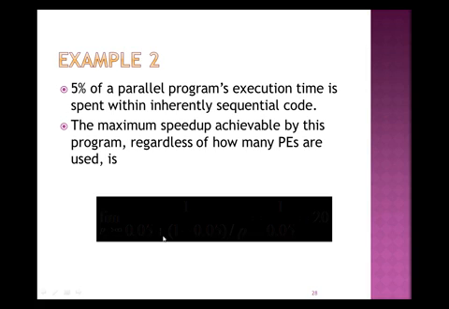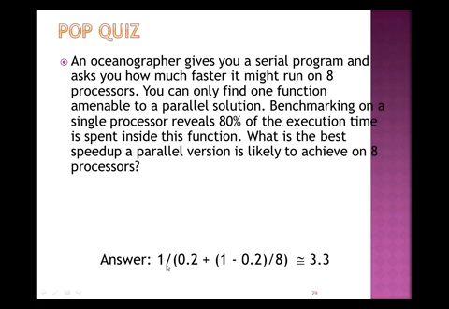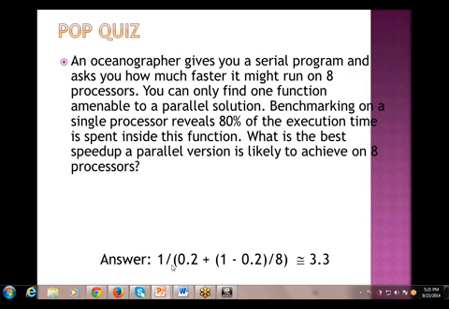Same process. This is 1 divided by, 0.2, that is your 20%, plus 1 minus 0.2, that is 80%, divided by 8. Then the whole is divided into 1. This is your formula. So first of all take 20%, then 80% divided by 8. That is approximately, this sign is used for approximately equals, 3.3.